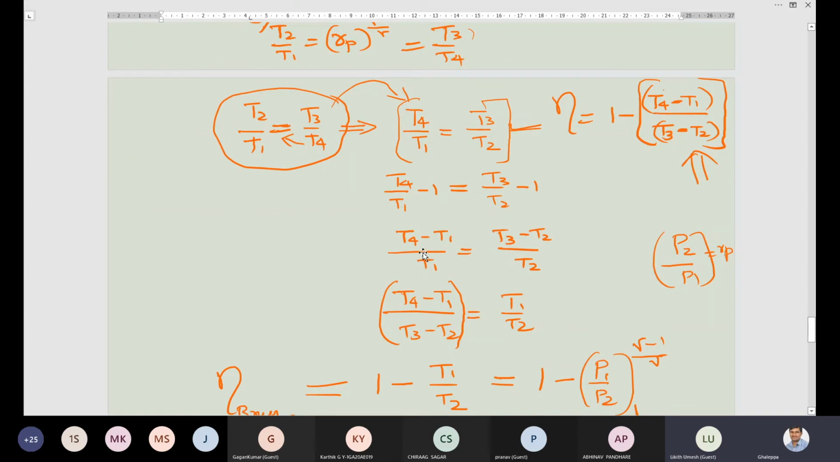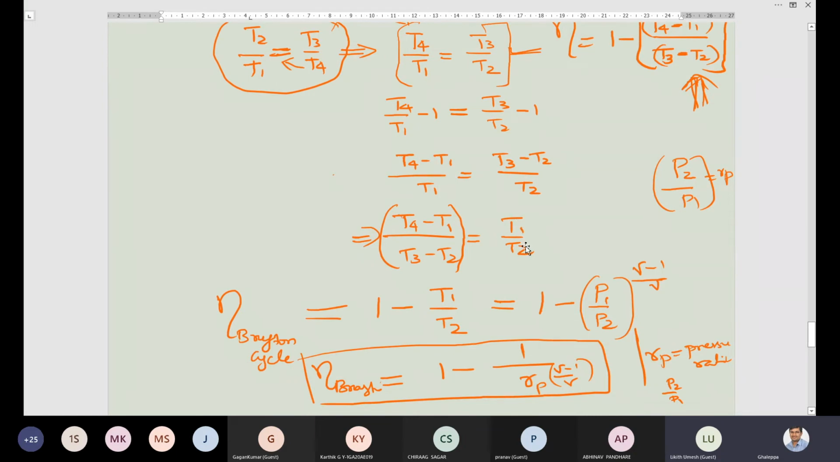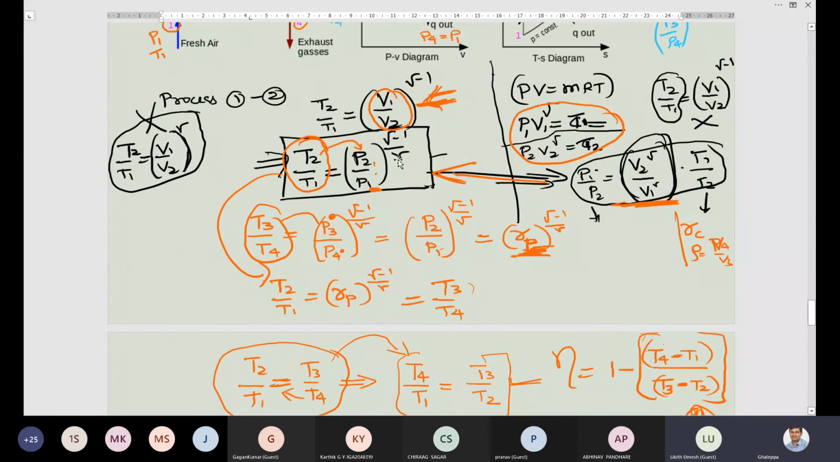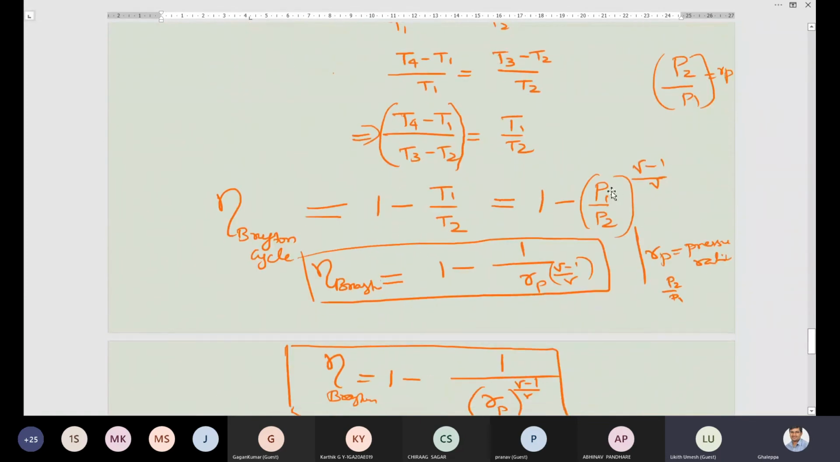Once you subtract, you take the LCM and simplify. Once you simplify, you will get this equation. It is exactly similar to what we need. So in place of the right hand side difference in temperatures, you substitute T1 by T2. What is T1 by T2? T1 by T2 is (P1 by P2) to the power of (gamma minus 1) by gamma. You substitute that here. P1 by P2 is not the compression ratio; P2 by P1 is the pressure ratio. The pressure ratio will be given in the numerical.